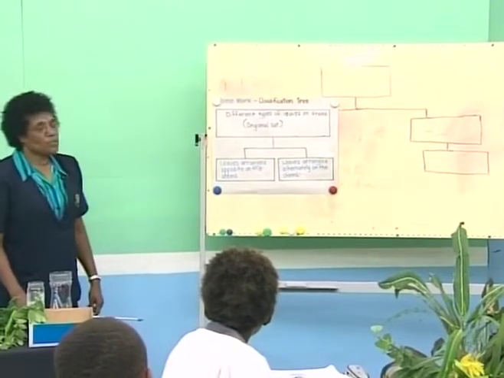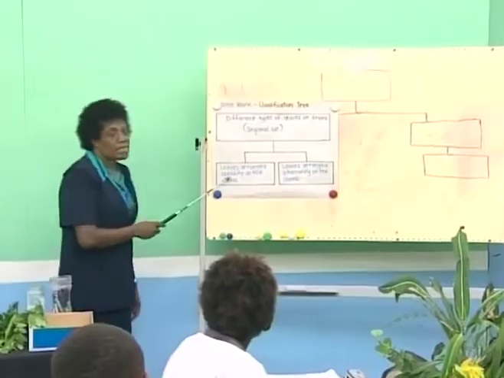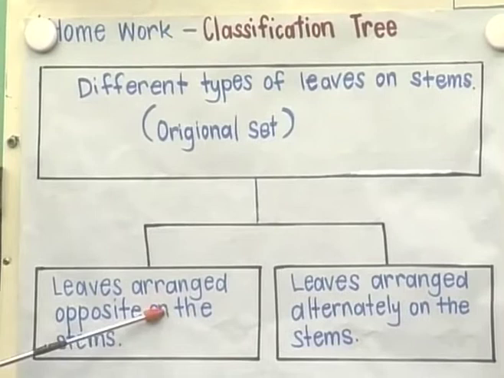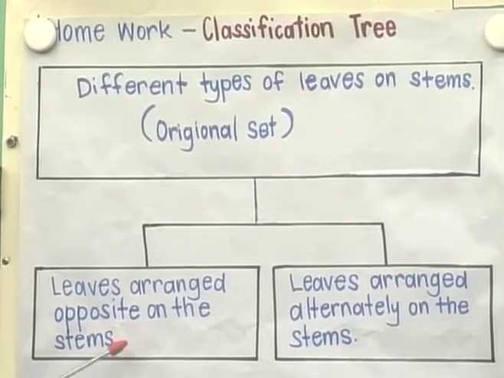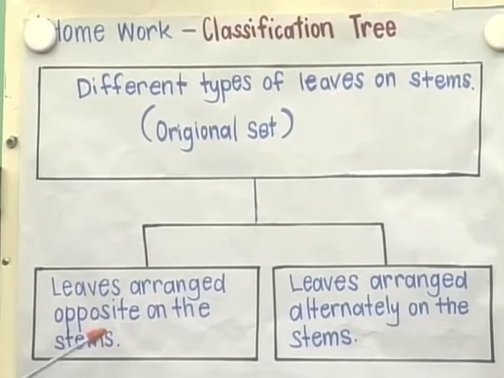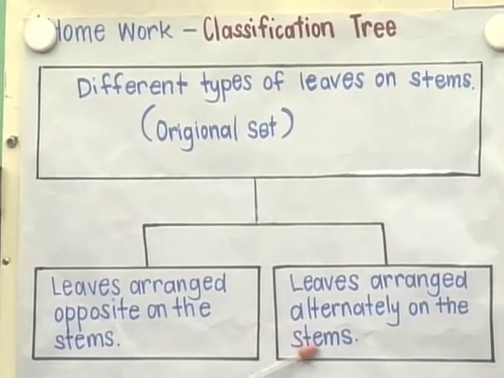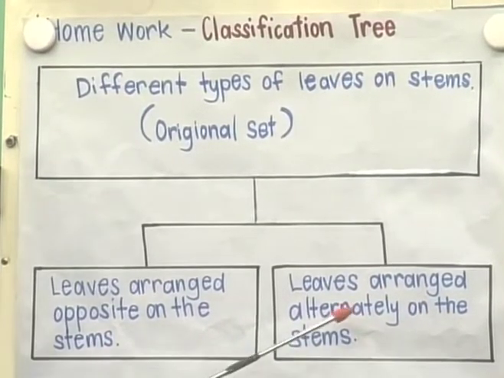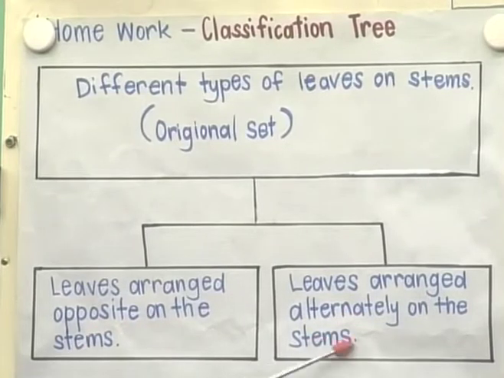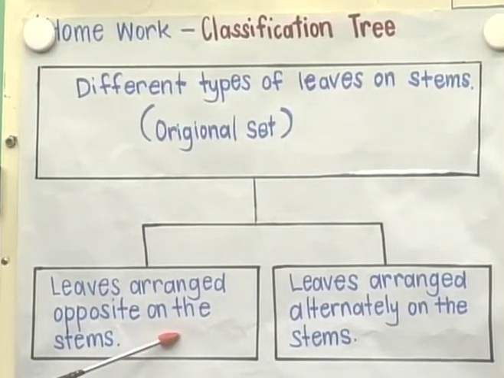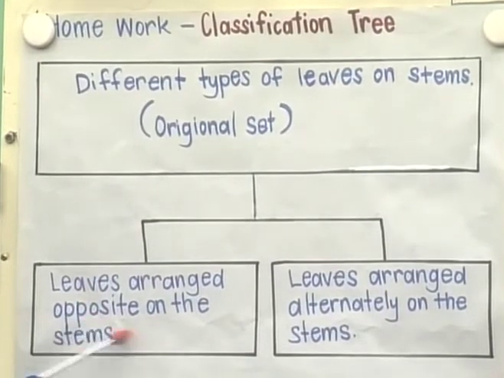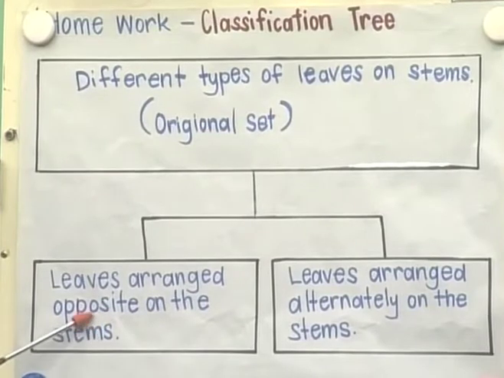Now, what we actually did, we had two common subsets, and whether they were cluster or single, they go into these two main or common subsets. If you have put alternate here and opposite there, it's all okay. Whether you put them the way I did, or you put alternate here and opposite there, there's no difference in that.